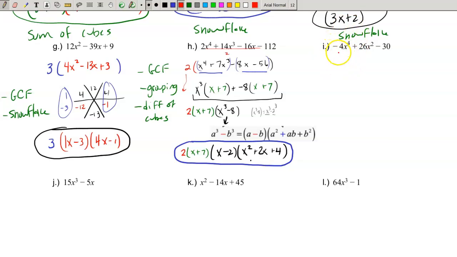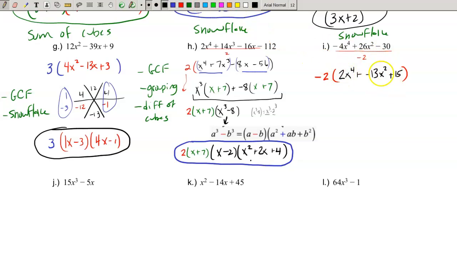It's not something that you have to do, but it's often done just to make things nicer. So I'm going to take out, I know everything here could be divided by a 2, and I'm going to make it divided by -2. So I'm going to pull out a -2 here and see what we have left over. Okay, so if I take out a -2 or divide that out, this would become 2x to the 4th minus 13x squared, and then plus 15 if I divide everything by -2.